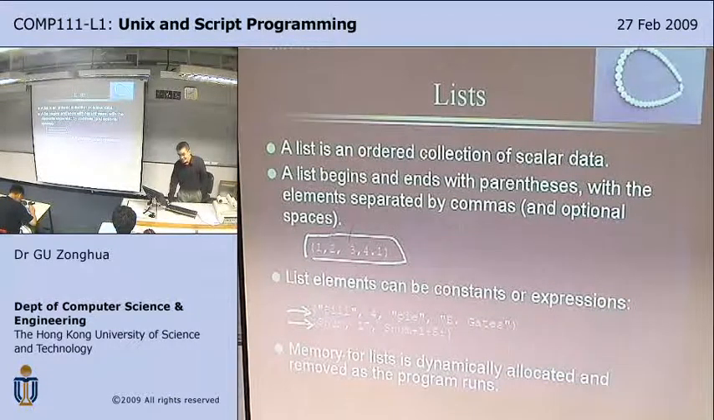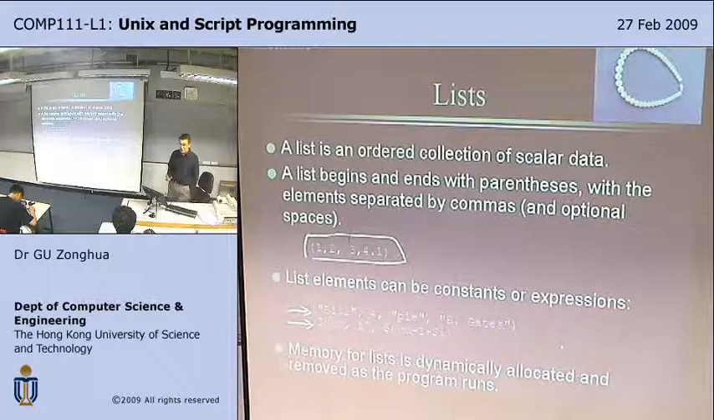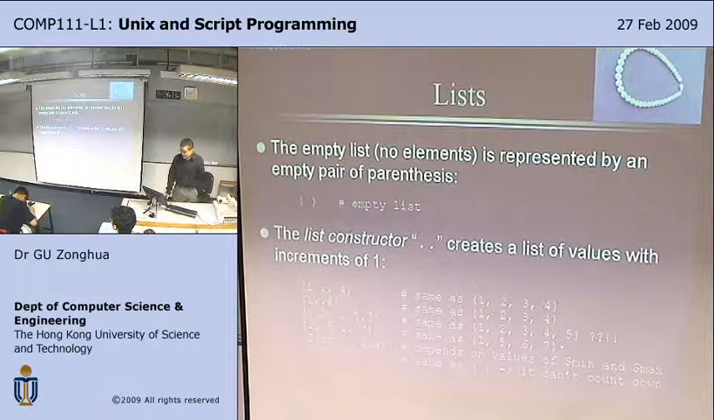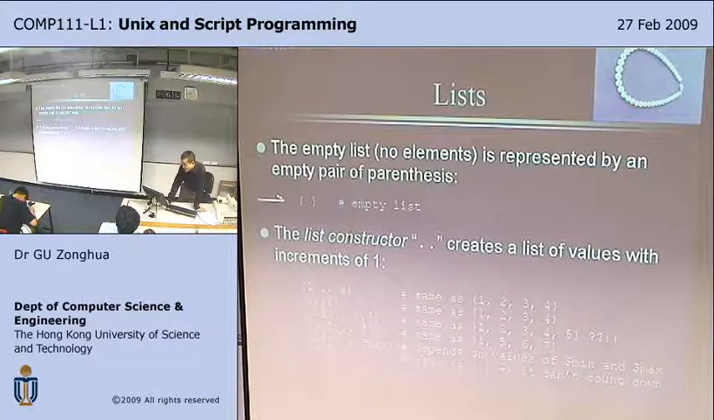Memory for a list is dynamically allocated and removed as the program runs. So you don't have to worry about memory allocation. This is just like Java, right? You get automatic garbage collection, while in C or C++, you need to do malloc or new to allocate the memory. An empty list is parentheses surrounding empty space.